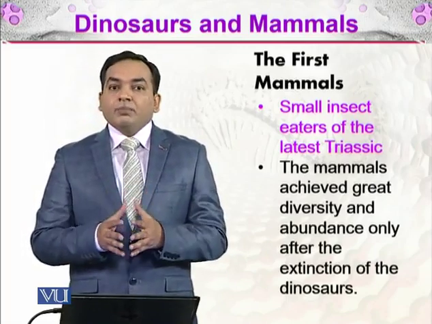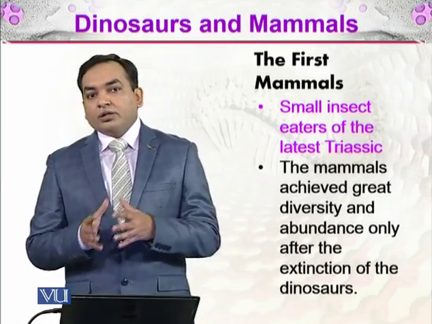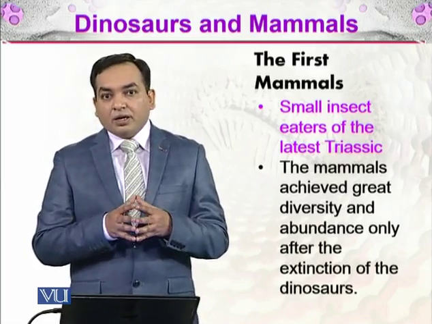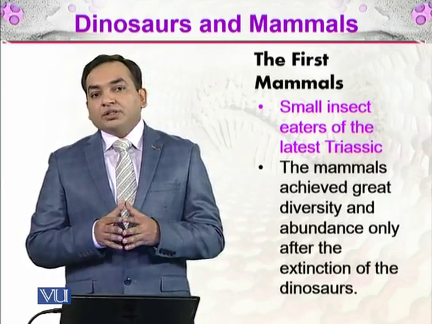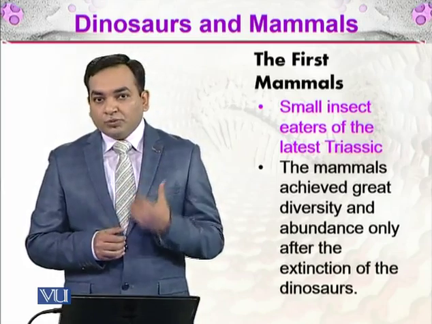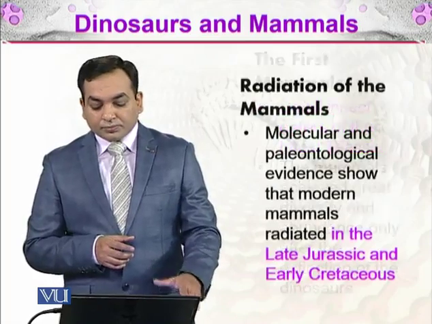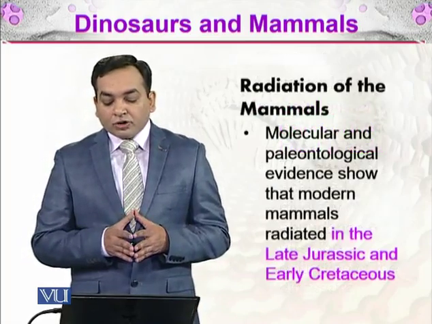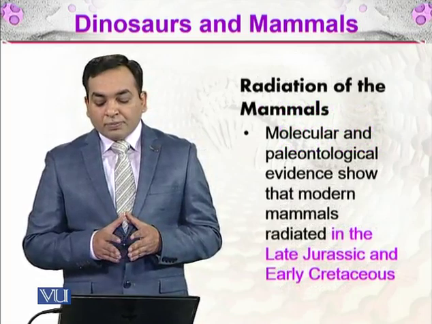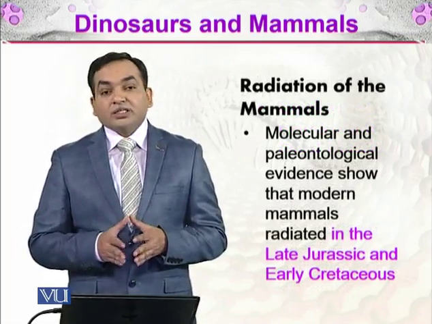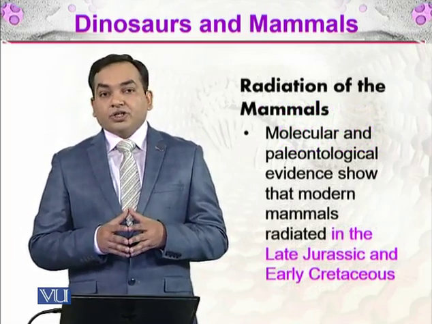So the mammals were living there, right? And the dinosaurs were present there as well. But the mammals got much more attention after the dinosaurs went extinct. Molecular and paleontological evidence shows that modern mammals radiated in the late Jurassic and early Cretaceous period.